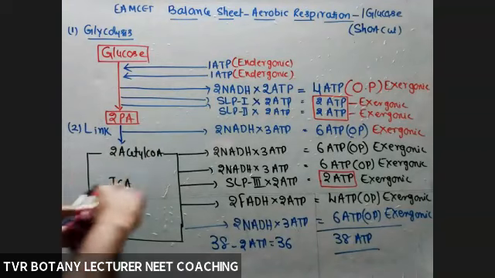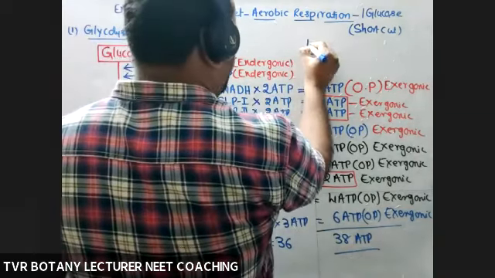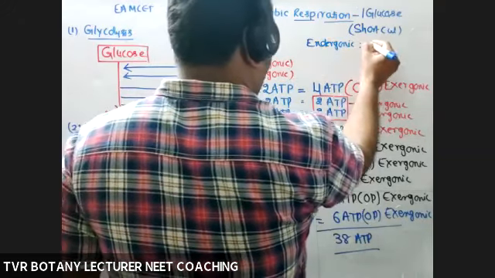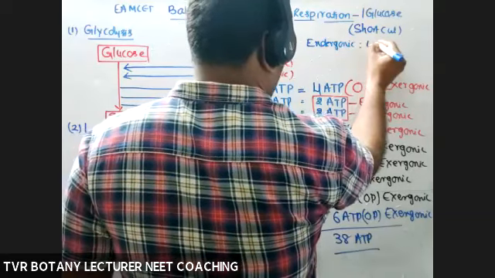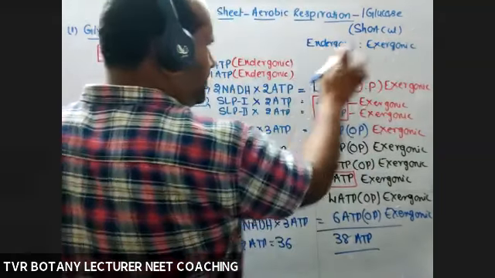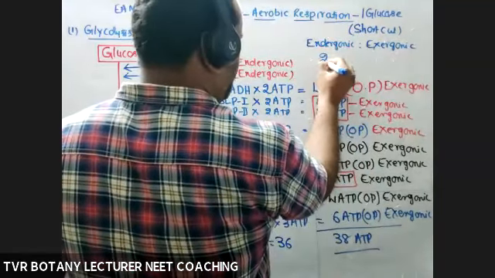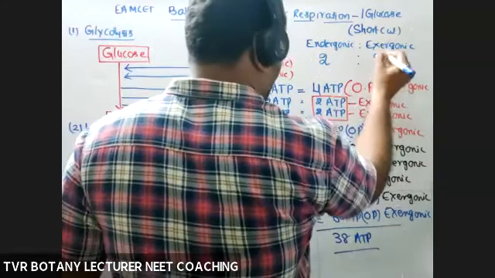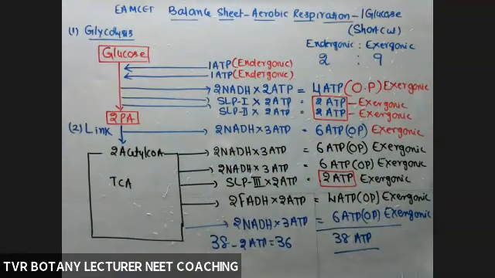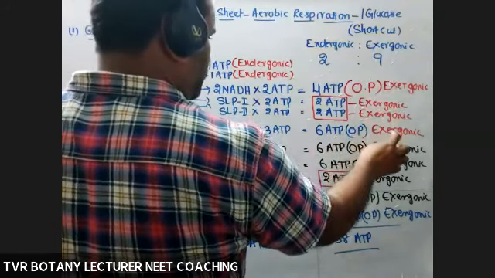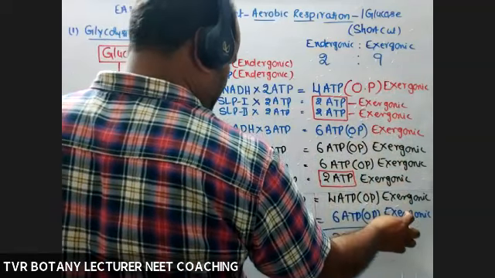So according to this flow chart, endergonic reactions and energy liberating reactions, exergonic reactions: energy consuming 2, and energy producing reactions 9, either directly or indirect synthesis of ATP molecule. Check it. 1, 2, 3, 4, 5, 6, 7, 8, 9.